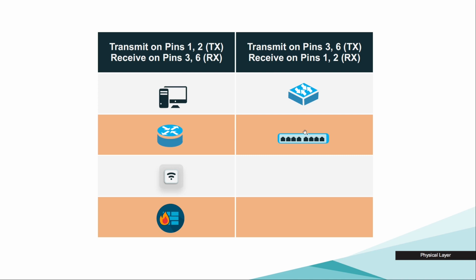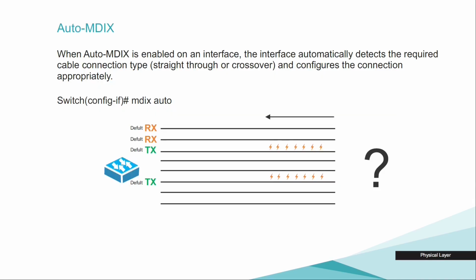If we are connecting devices from the same category, we're going to use a crossover. If we are connecting a switch to a hub, we have to use a crossover. Same thing if we are using a connection between desktop and router, we should use a crossover. But if we are connecting devices from different categories, for example desktop to a switch, in that case we can use the straight through cable.